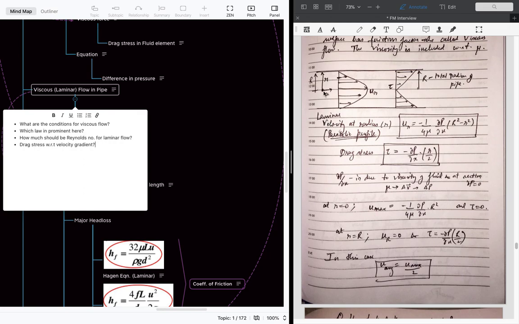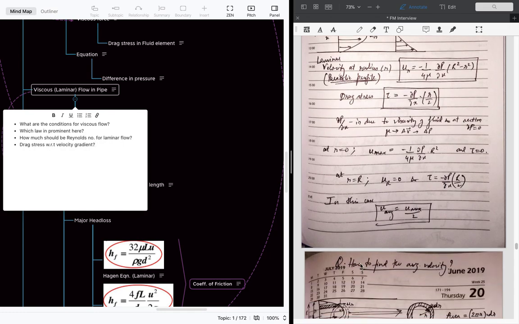At radius 0, that is at this point, the formula is something like this. The r is 0, so we get a formula like this, and at that point where r is 0, the shear stress is 0. But at capital R, at the surface of the pipe, the velocity is 0, it gets cancelled, but the shear stress is highest. In this case we can say that the average velocity is maximum velocity by 2. So we will see how we get this.